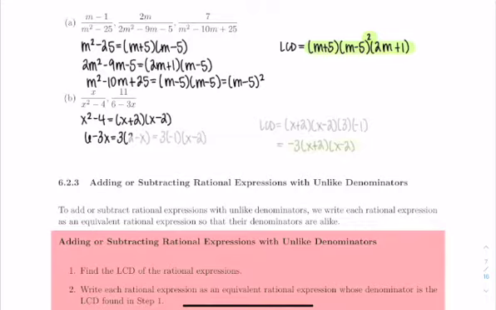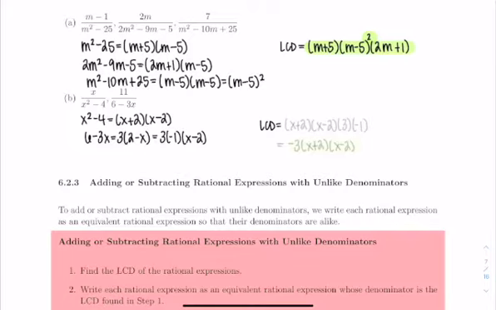And we're left with 2 minus x. Now remember, we can multiply this 2 minus x times negative 1 so that it looks like x minus 2. So I'm going to multiply by negative 1 so I can rewrite this so that it looks similar to the one beforehand.